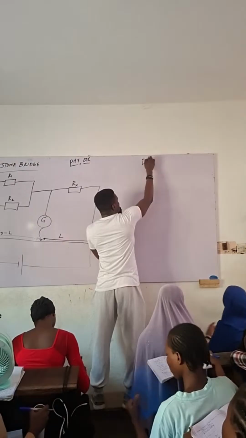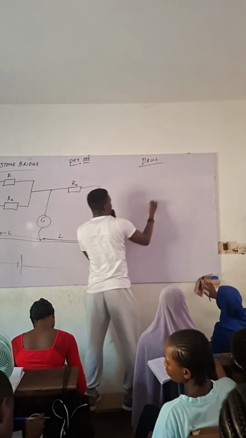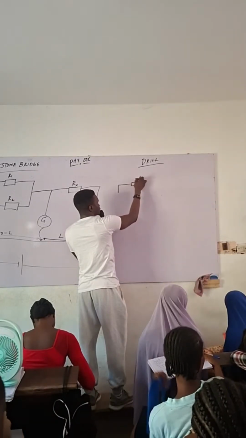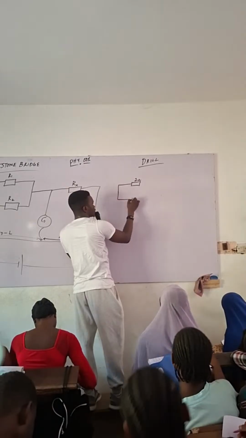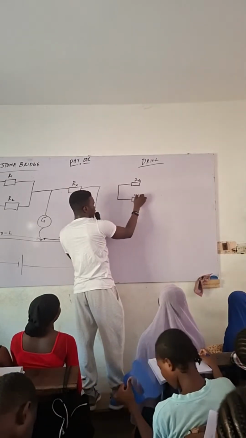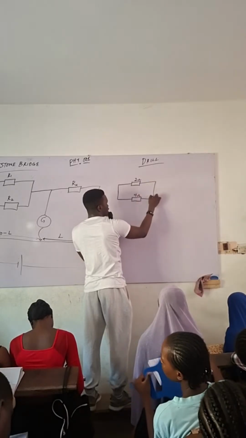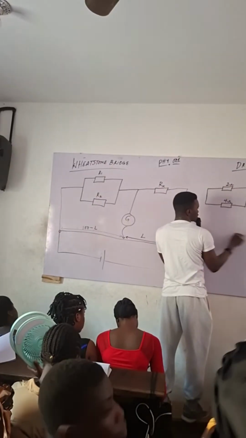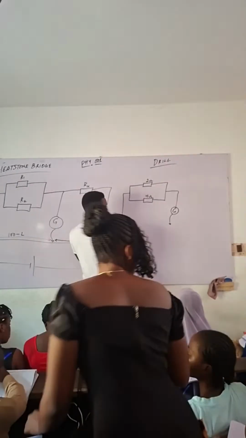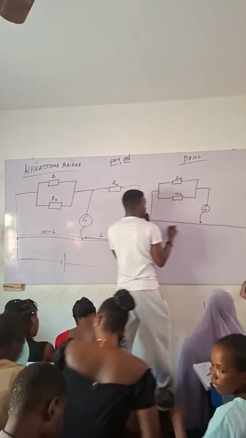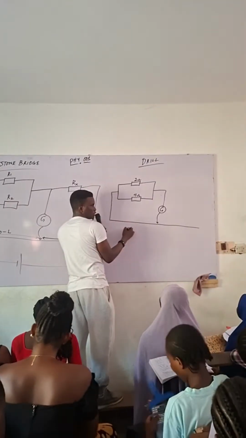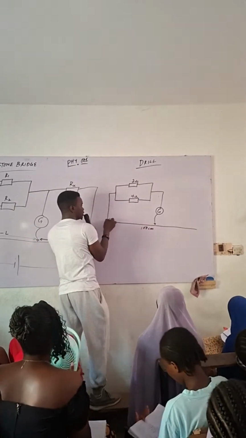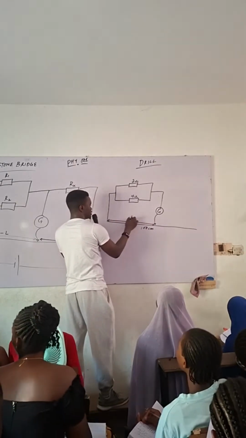So, drill. I'm just drawing a diagram. A 2 ohm resistor and a 4 ohm resistor, connected in parallel, and to a galvanometer with a jockey, to the length of wire. So this length of wire, the total length is 100 centimeter. Then from here to here, 60 centimeter.